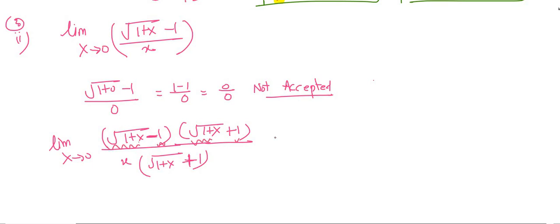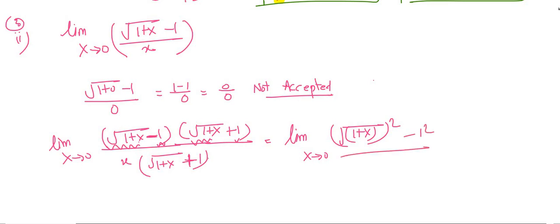A plus b, a minus b is how much? What is a plus b and a minus b? Limit a square minus b square. So 1 plus x under root square minus 1 square by x into root of 1 plus x plus 1. ठीक है, okay है.